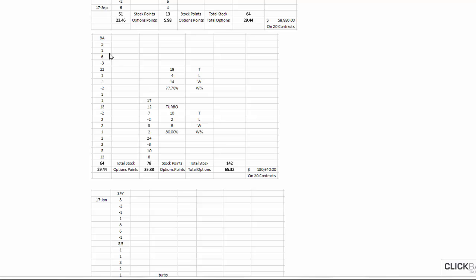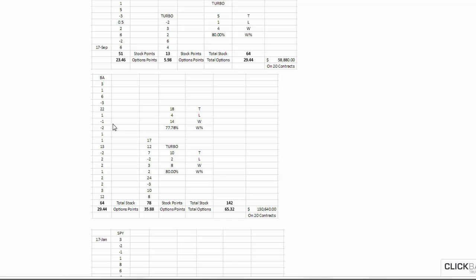Okay, so we have Boeing here. Now, Boeing, we should think Boeing was just boring, right? Well, not anymore. Look at this. So 9 months, 64 points in the core, and the turbo outdid the core here with 78 points on the stock. Now, translated a little bit under half for the options, so we have here roughly 65.32 points on the options, and you have 20 contracts, and we use 20 contracts as an example here just because it's not that big of a position.